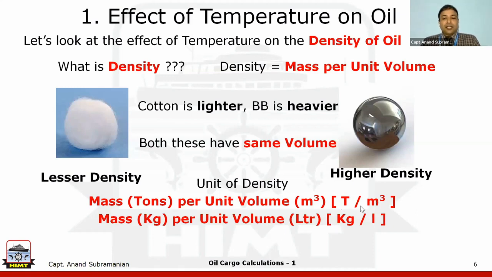Now, if you look at the units, the tons, reducing it by 1000, I get kg. The cubic meter, reducing it by 1000, I get 1 liter. That means if I have a particular figure, whether I mention it in kg per liter or in tons per cubic meter, the numeral remains the same. The unit may vary, but if I say 0.8 tons per cubic meter, that's also the same as 0.8 kg per liter.